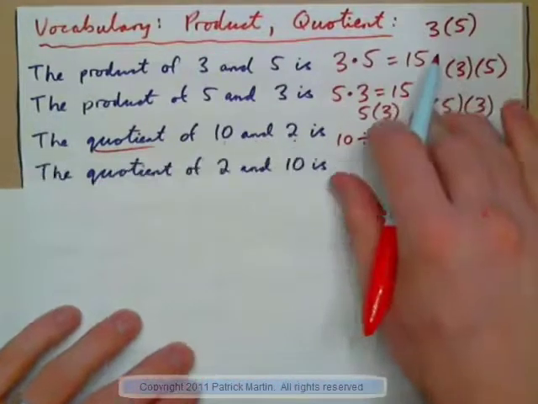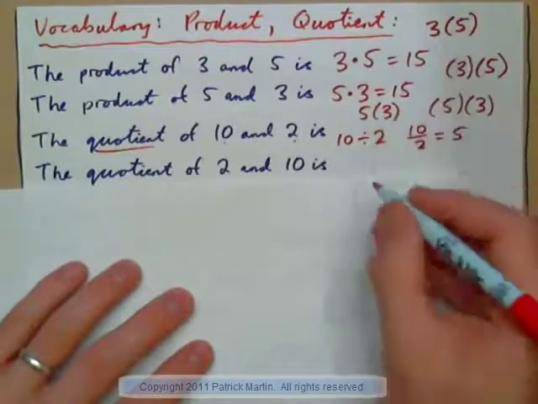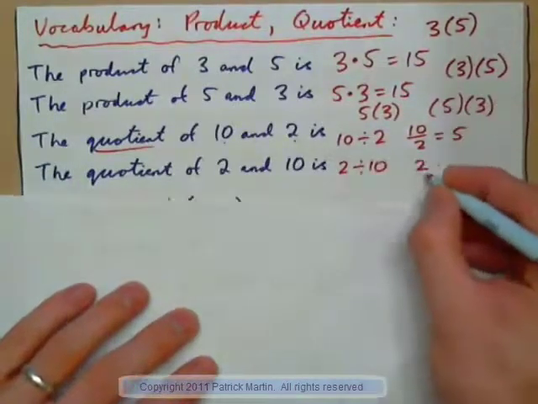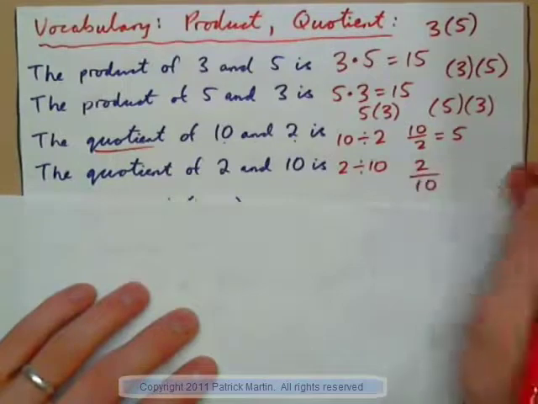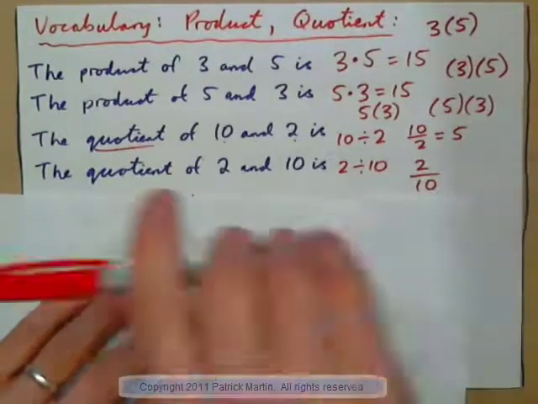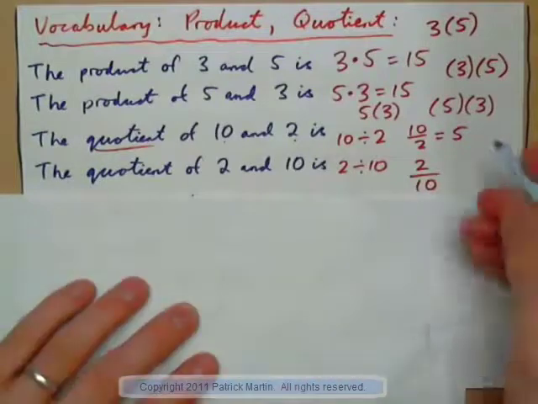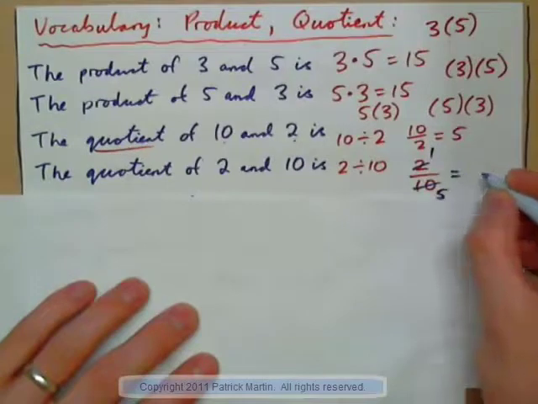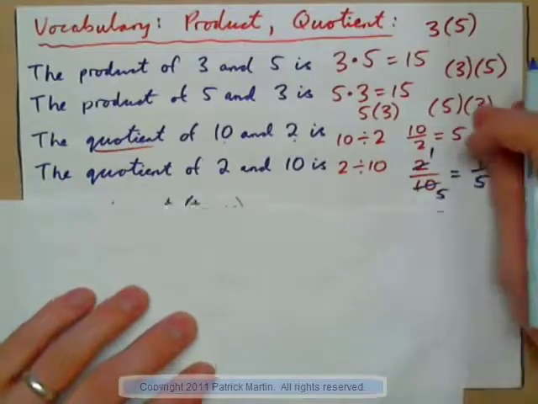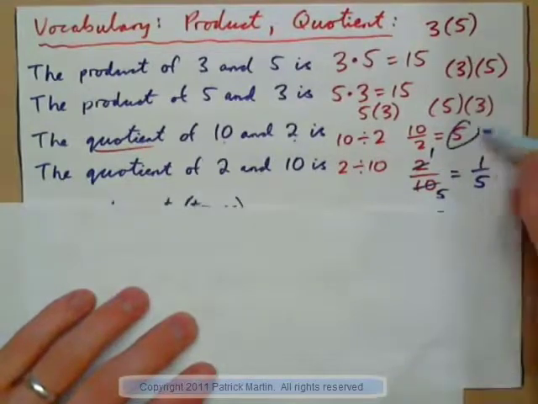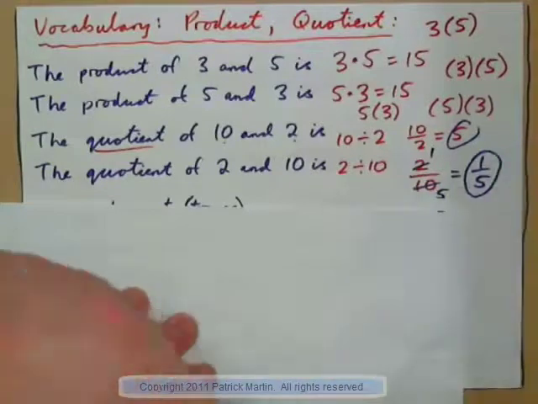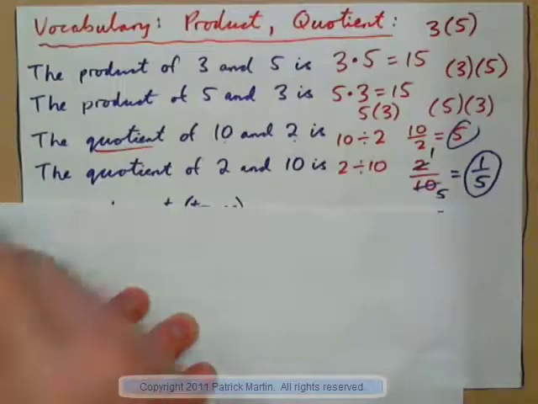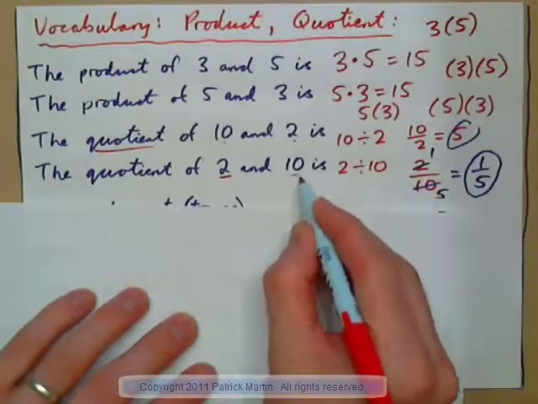Look at this. The quotient of 2 and 10 is 2 divided by 10, or 2 over 10. Now, that is not 5. If you put this fraction in lowest terms, 2 into 2 goes once, 2 into 10 goes 5 times, and this is 1/5. It's a big difference between 5 and 1/5. So with quotient, we've got to be careful. It's always the first number divided by the second number.